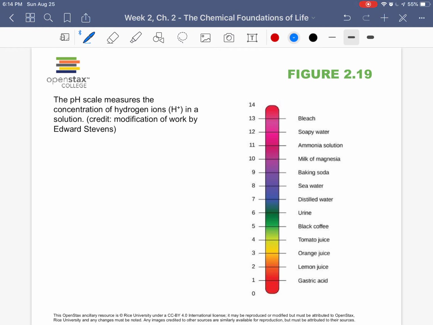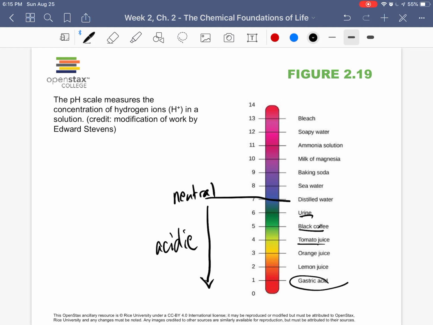Okay, so let's look at this scale. 7 is neutral. You see at 7, we see distilled water. When we go downwards this way, we become more acidic. So urine is not as acidic as black coffee, not as acidic as tomato juice. Tomato juice is more acidic than black coffee. Black coffee is less acidic than tomato juice.